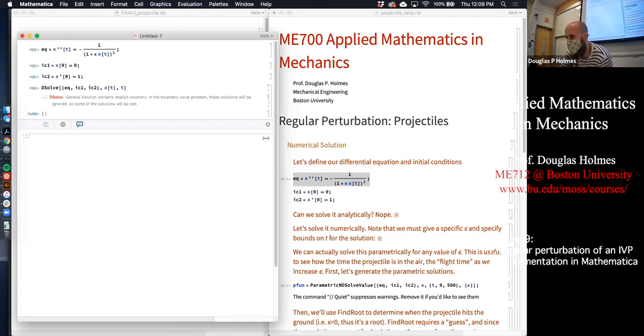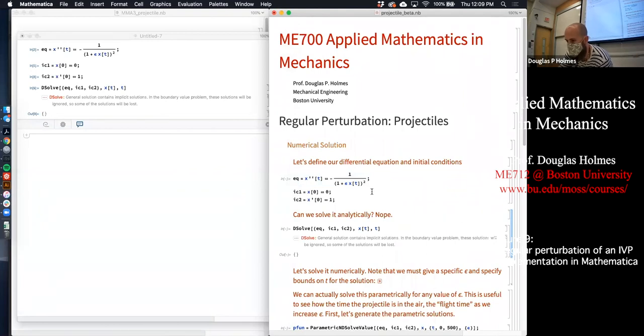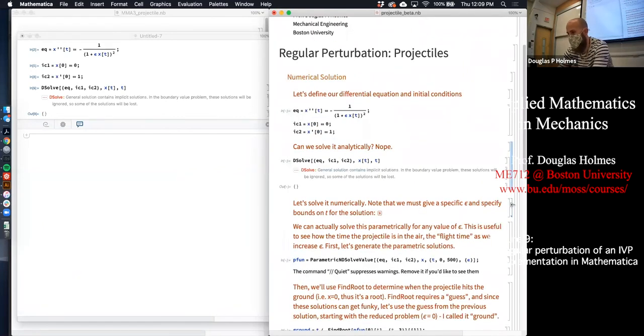Okay, so on the right-hand side, this is the notebook. This is on my website. This is the one that says it's the fancier one. So I did this already. I'm going to open this up because I forget how to do the NDSolve. I think I remember, but let's see what I do.